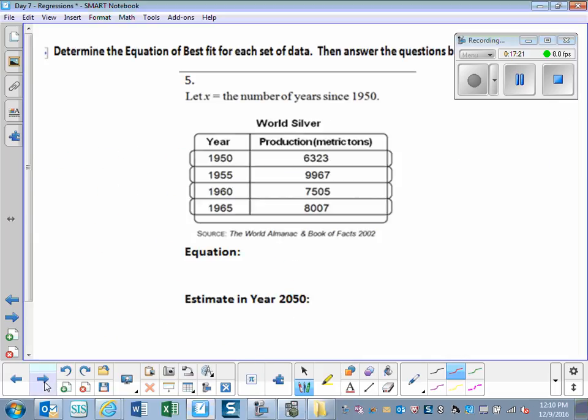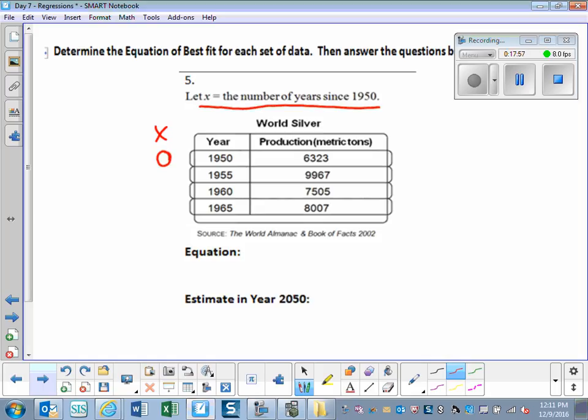So the first word problem. We have the production of silver in the world in metric tons for different years, for 1950, 1955, 1960, 1965. Let X be the number of years since 1950, estimate the model, write the equation. So when I enter this data into my calculator, what should I enter for the X values? For 1950, I should enter what? 0. 0, right?